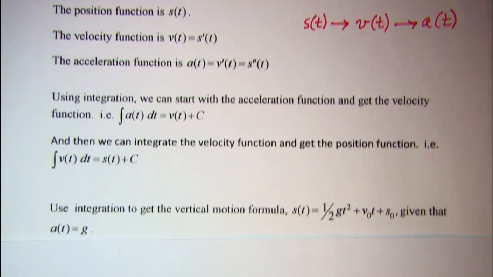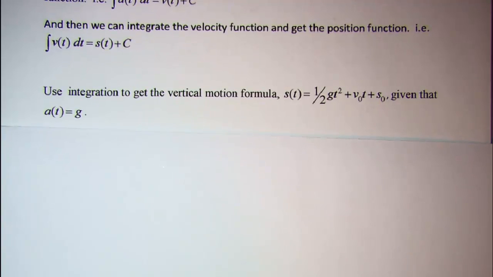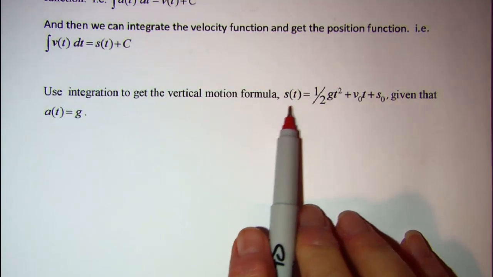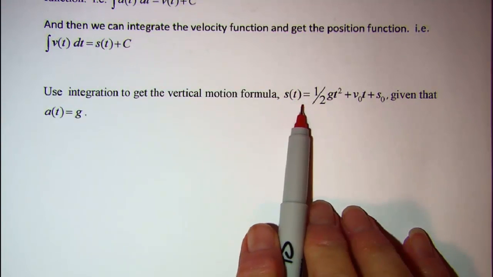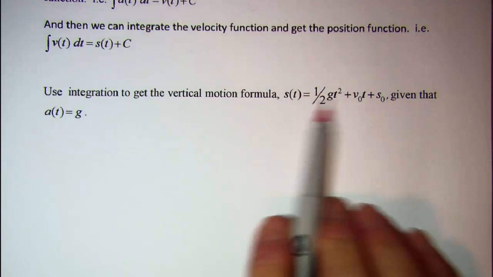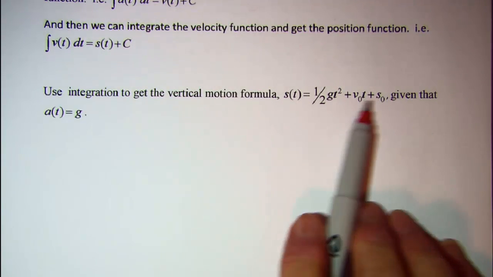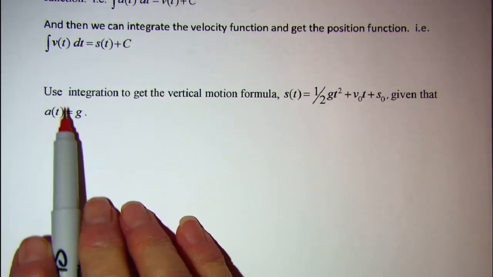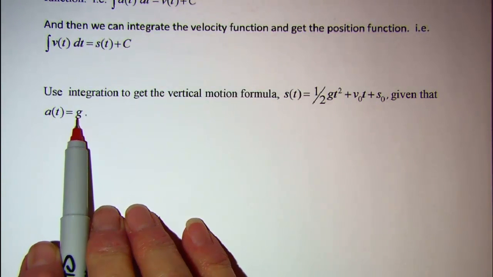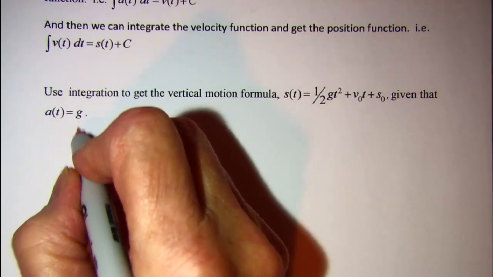So let's develop this formula. We want to use integration to get the vertical motion formula, which is this formula. So we will get this at the end of our work. And we're given that acceleration is g. Now this is a constant.